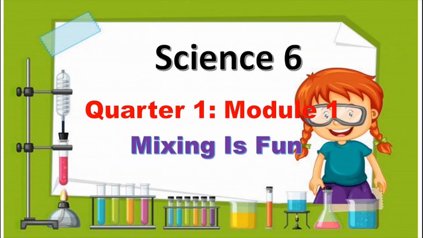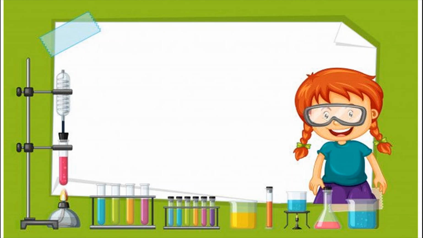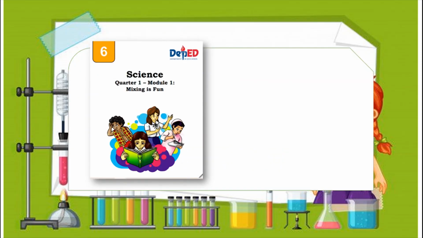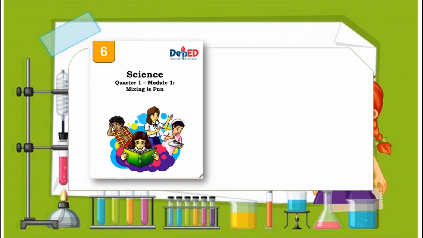So our subject is Science 6 and we are now in quarter 1, module 1, Mixing is Fun. This is the continuation of lesson 1, which is Mixtures Around Us, and we are now going to discuss lesson 2 entitled Types of Mixture. Okay, kids, get ready with your module.